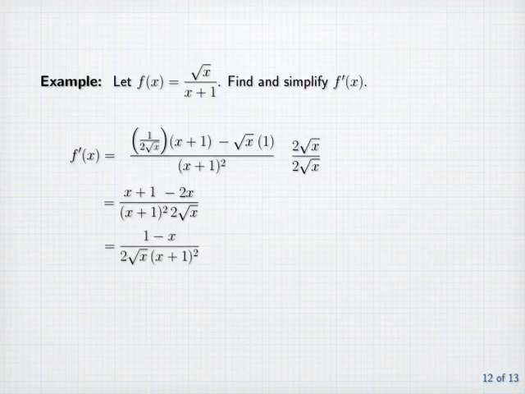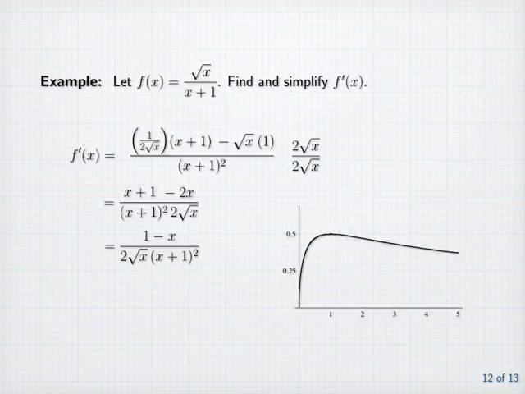Let's look at the graph of this function and think about how it relates to the derivative. Notice that the numerator of the derivative is 1 minus x. That tells us that f prime of x is 0 when x is 1. Moreover, the denominator is never negative, and so f prime of x is positive when x is between 0 and 1, and it's negative when x is greater than 1. And that is exactly what we see in the slope of the graph here. Notice that to the left of 1, the slope is positive. To the right of 1, the slope is negative.